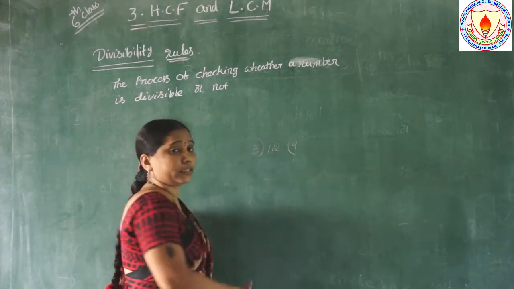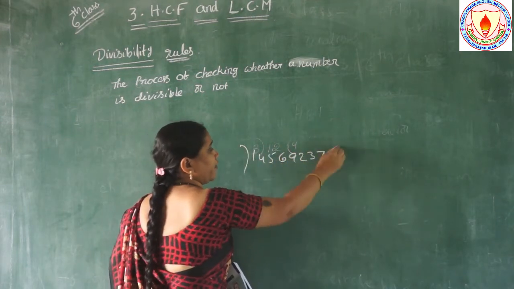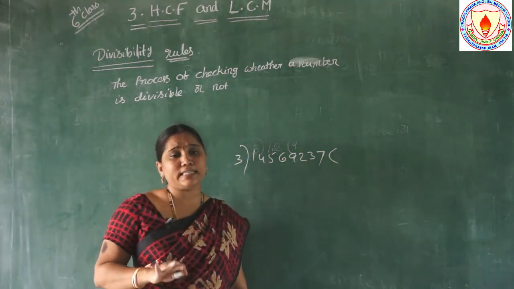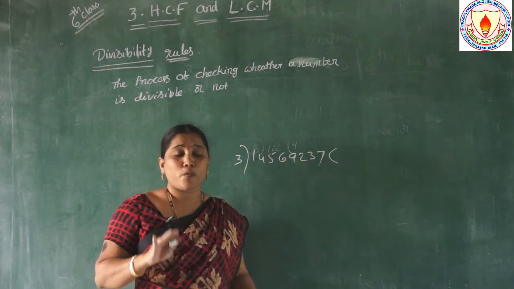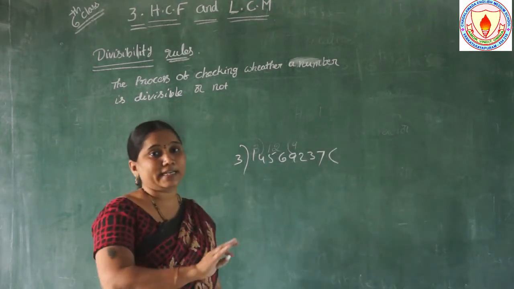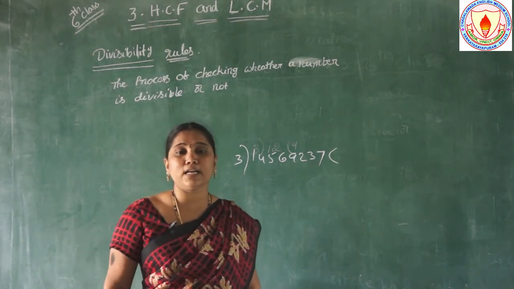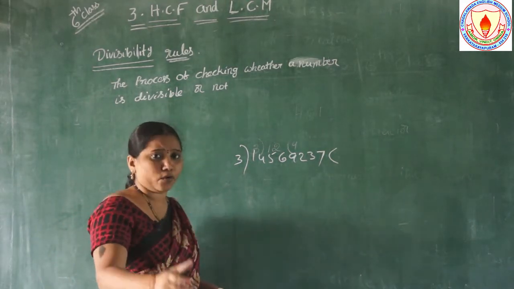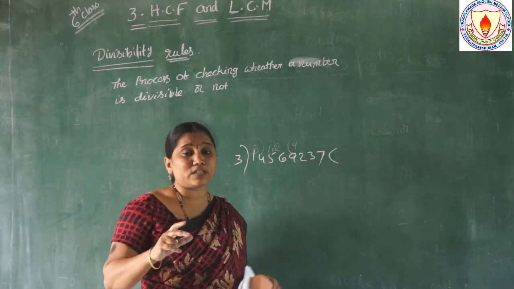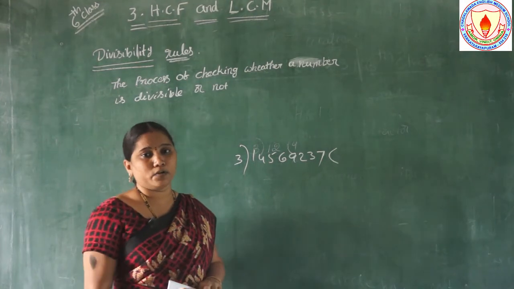Suppose they give a big number, suppose 1, 4, 5, 6, 9, 2, 3, 7, divided by 3. We can do the division, but it is a long process. So we can answer this type of question by using some rules, that is, divisibility rules. We know how to do the division, but it takes a long process.